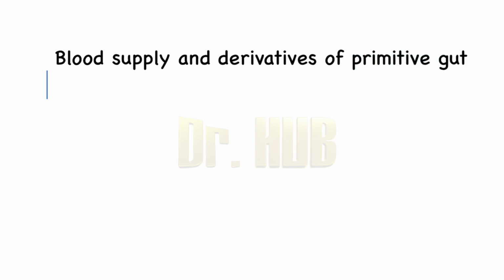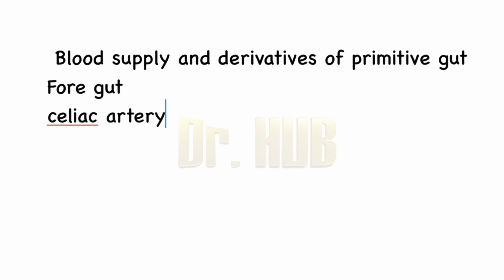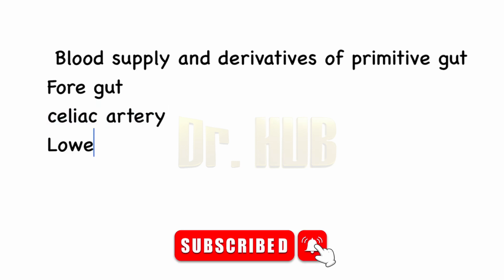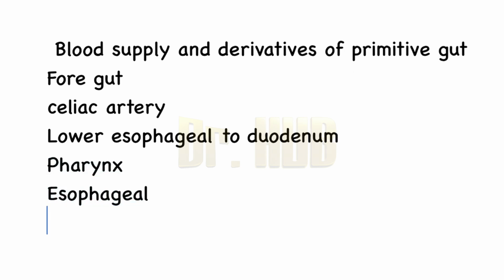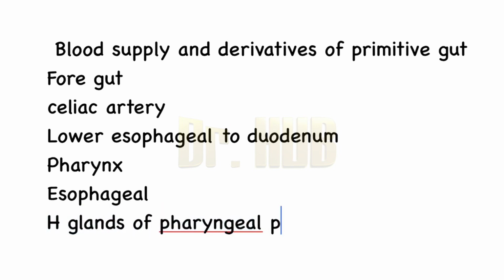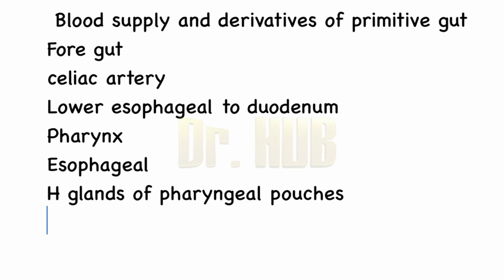Blood supply and also the derivatives, and this is the primitive gut. So what includes first is the foregut. So the foregut, it includes the celiac artery. So what about the celiac artery? The celiac artery supplies the lower esophagus to the duodenum. So this includes the pharynx, then comes the esophagus, then comes upper duodenum as well as the glands of the pharyngeal pouches. So respiratory tract, liver and the gallbladder.